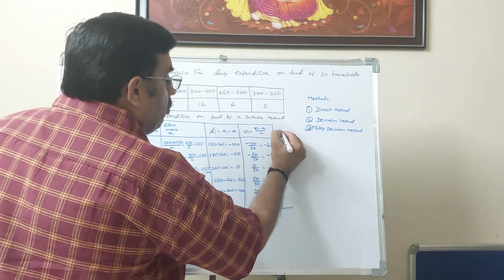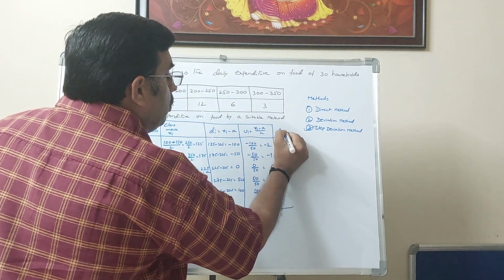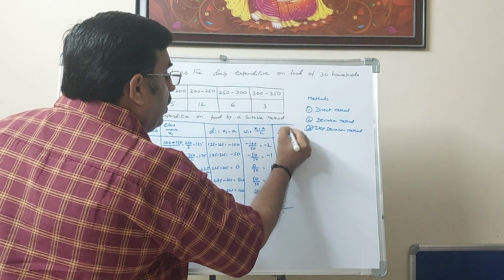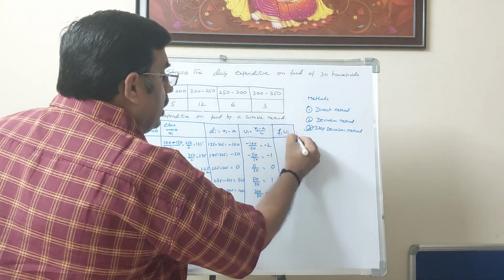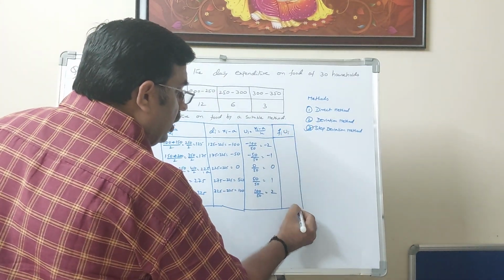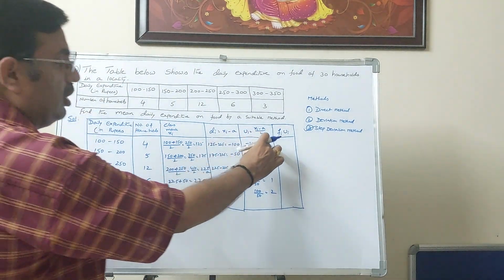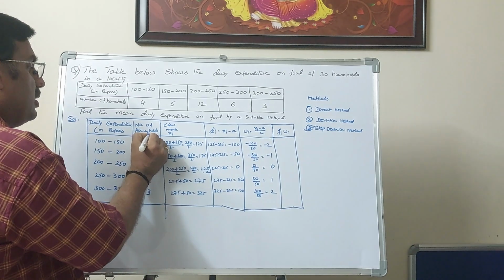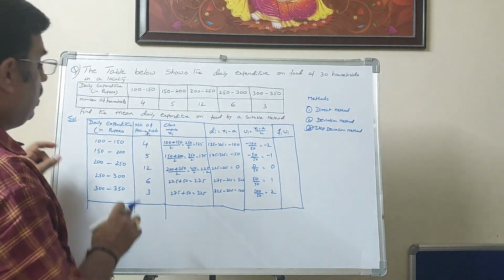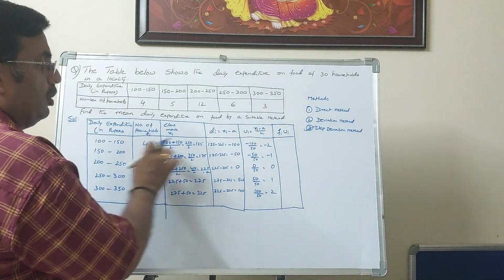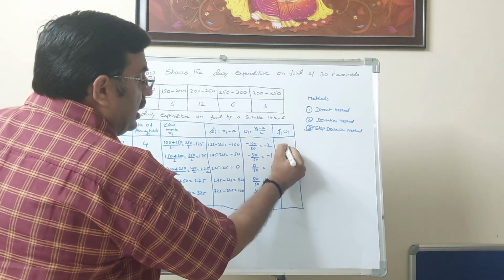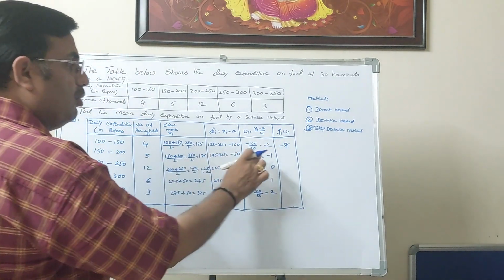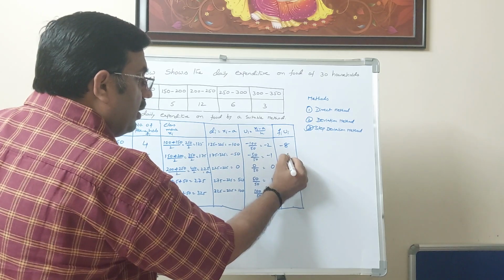What you have to do next is fi into ui. Here these are the values of ui, and this is called fi, the frequencies. So 4 into minus 2 is minus 8, and 5 into minus 1 is minus 5.